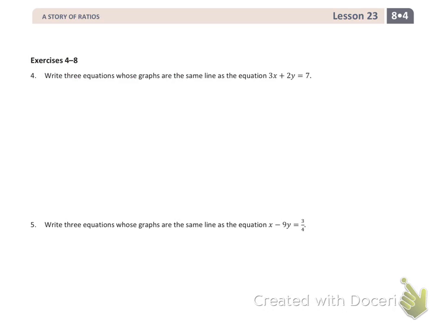Okay, so let's look at exercise 4. How would we write 3 equations whose graphs are the same line as the equation 3x plus 2y equals 7? So try that on your own. I'll give you a hint. There's lots of ways you could do this problem. So try it on your own and then come back and see my solutions.